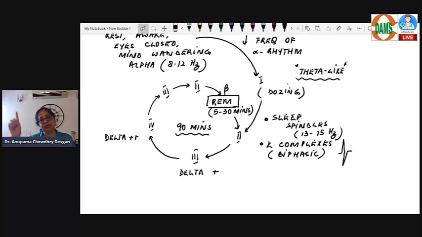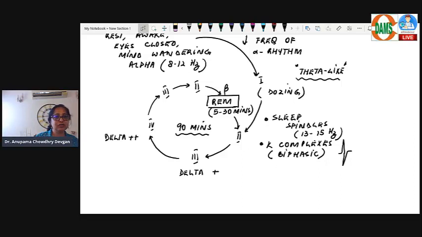Now you go into the first stage, stage 1 of NREM, which is the stage of dozing. During this time, the frequency decreases from alpha to theta-like activity. From stage 1, you go into stage 2 of NREM. Stage 2 of NREM is characterized by the presence of sleep spindles. Sleep spindle means a short duration of high frequency activity, which is 13 to 15, and also K complexes. K complexes are biphasic waves.